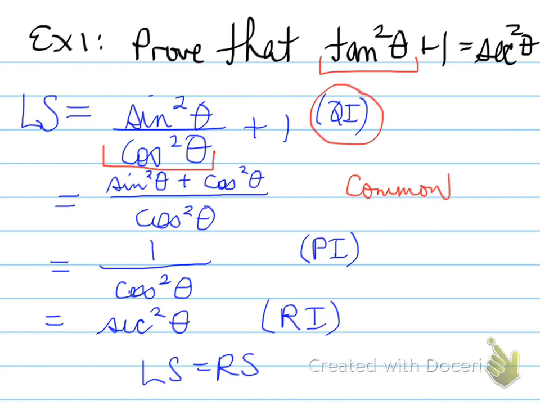Now, let me just go over how to identify all the pieces. The first part is that we use the quotient identity to convert tan squared over to be sine squared over cos squared. That was using the quotient identity. The second step was to find a common denominator. The third step was to take the numerator and use the Pythagorean identity backwards. So instead of sine squared plus cos squared, we would write the number 1. And finally, the last part was using the reciprocal identity.